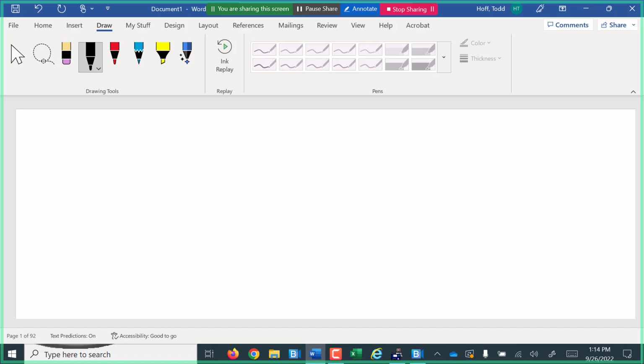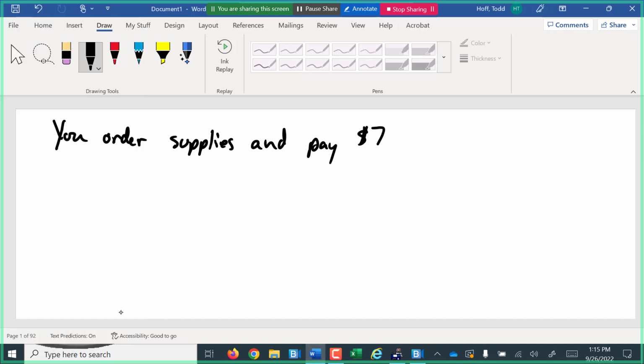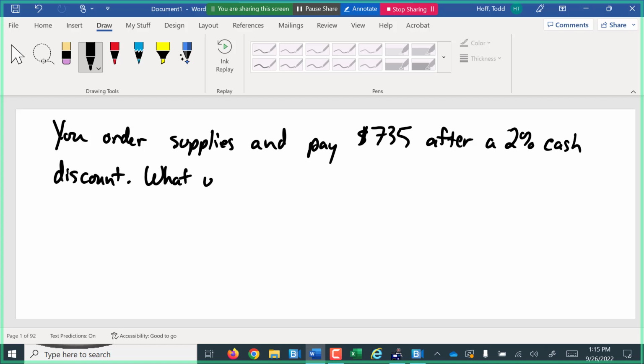For example, let's say you order supplies and you pay $735 after a 2% cash discount. So the question here is, what was the full price?